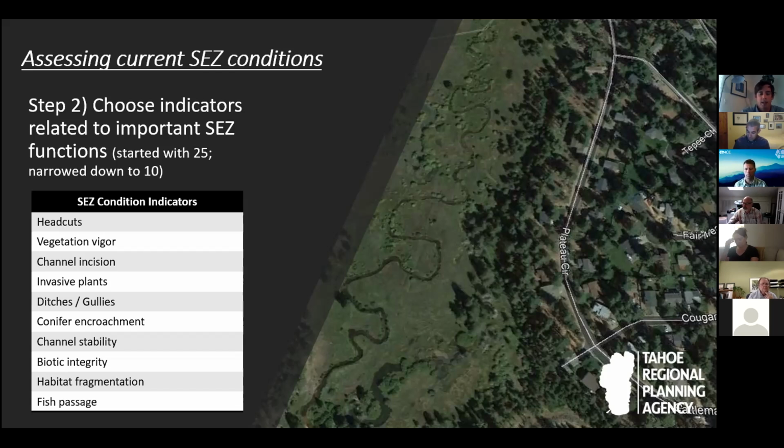Right. Yeah. And we'll be able to say, oh, this percentage of channel meadows are disturbed as opposed to only this percentage of perennial streams. So maybe we have a bigger issue with meadows and not streams, things like that. So yeah, definitely being able to separate them is very important.